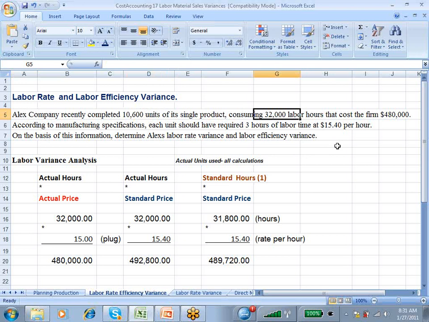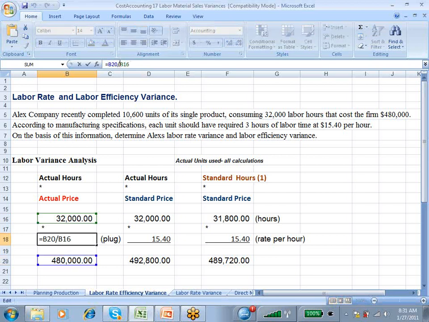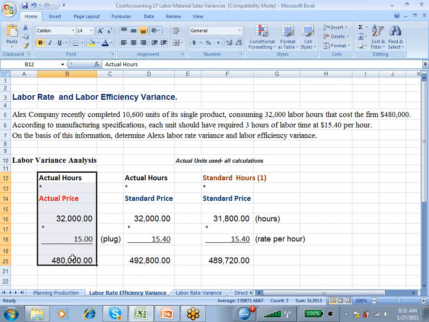So based on that first line, we can start filling in the chart. 32,000 is actual labor hours. $480,000 is the actual cost for the labor. So the 32,000 and the 480 are given. And if I take the total cost of 480 divided by the 32, I put plug figure here because I get an actual rate of pay, an hourly rate of $15 per hour. So now I have all the information in my actual column.